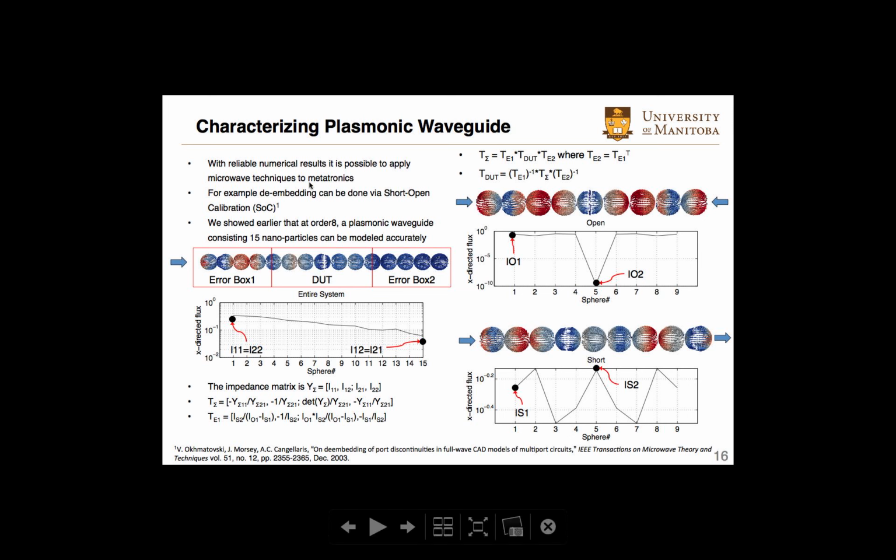microwave engineering. For example, using short open calibration here, we can see that at the beginning of the entire system, which is error box 1 plus device under test plus error box 2, we have this point, and then at the far end we have this point, where the attenuation is about 10 times, and we know that using the order 8, this attenuation is easily captured, and you can see the open and short gates are pretty physical, and the numerical solution is basically giving us solutions that we expect.